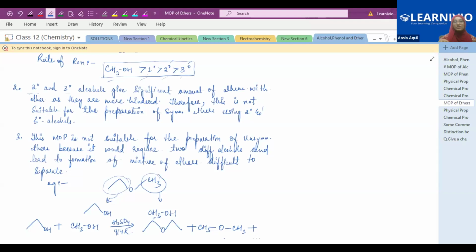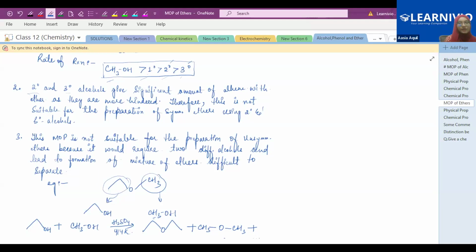So due to that, they are very hindered due to the large bulky group. You can say there are more bulky groups in the secondary and tertiary alcohol. They are very much hindered, and due to the dehydration, you will get an alkene plus the ether. Not only alkene, you will get an ether also. दोनों आपको mixture मिलेगा. So that's why this is not suitable for the preparation of symmetrical ethers using secondary and tertiary alcohols. So when you are preparing the symmetrical ether, it is not suitable to use secondary as well as tertiary alcohols.